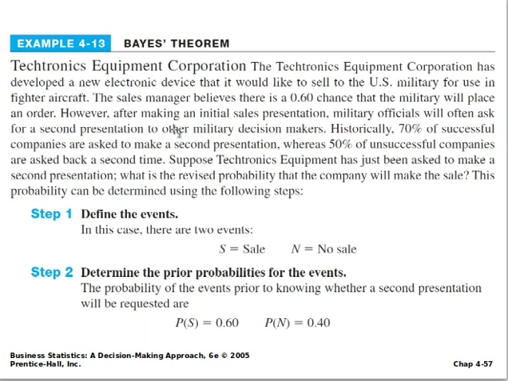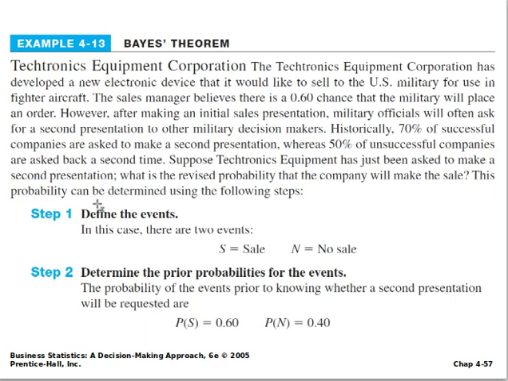However, after making an initial sales presentation, military officials will often ask for a second presentation to other military decision makers. Historically, 70% of successful companies are asked to make a second presentation, whereas 50% of unsuccessful companies are asked back a second time. Suppose Tektronix Equipment has just been asked to make a second presentation. What is the revised probability that the company will make the sale?